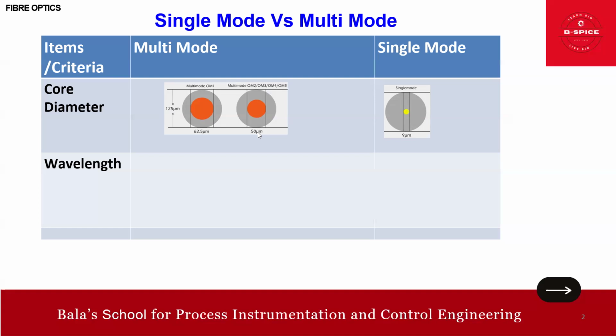So the point is, the core size of a single mode fiber is small. As you can see here, this is small, which is about 9 micrometer. Of course, other sizes are also available, but this is the typical. So it has a lower attenuation, supporting higher bandwidth and long transmission distances.